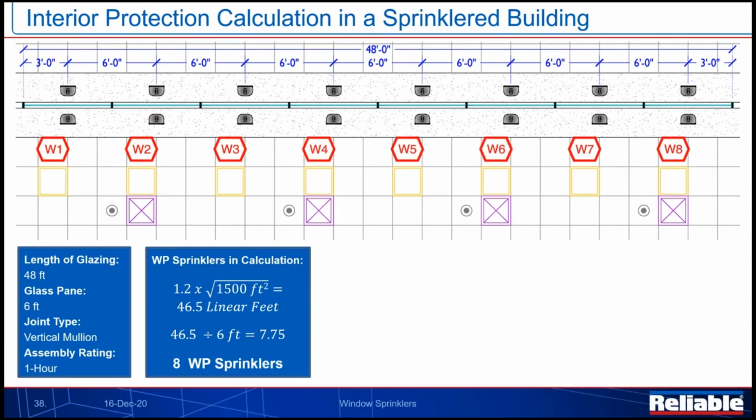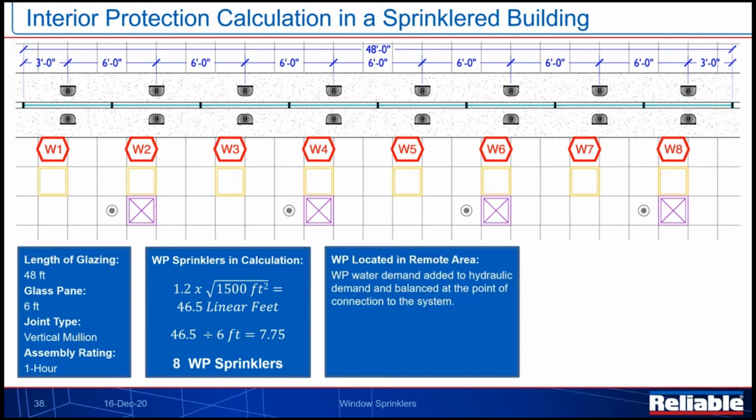So we're going to put hydraulic nodes on those sprinklers. Now what do we do? Well, this is where we've got to figure out where this is in the building. Is this in the remote area? If it is, then we're going to add those window sprinklers to that hydraulic calculation. We're going to run that calculation, make sure it's balanced and everything, and that's going to be our end result.